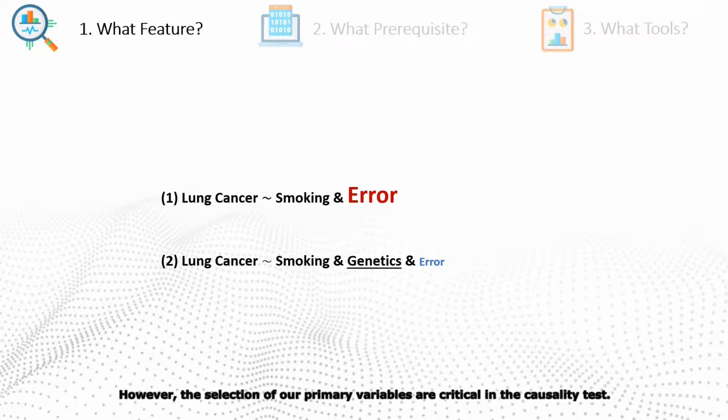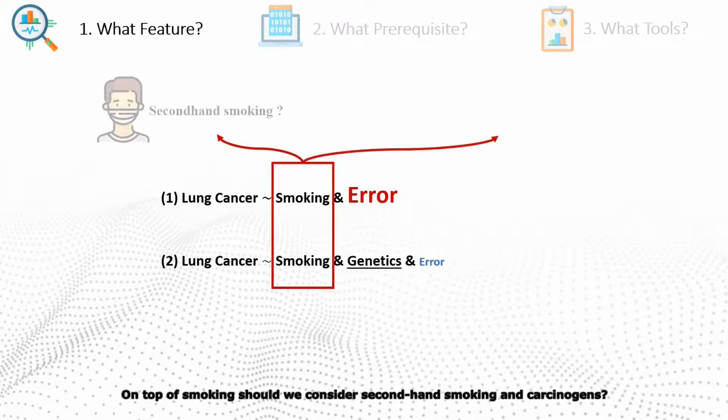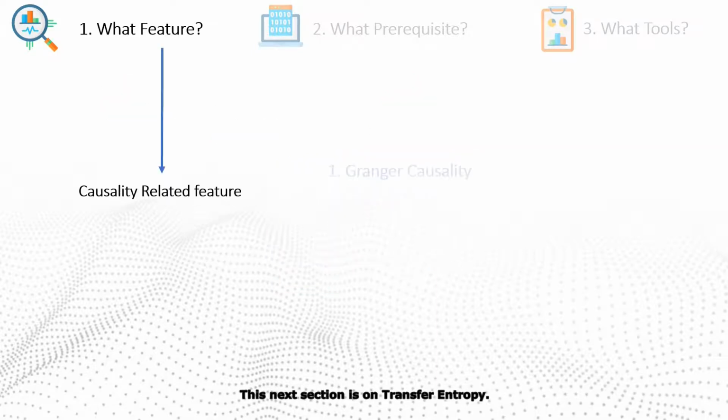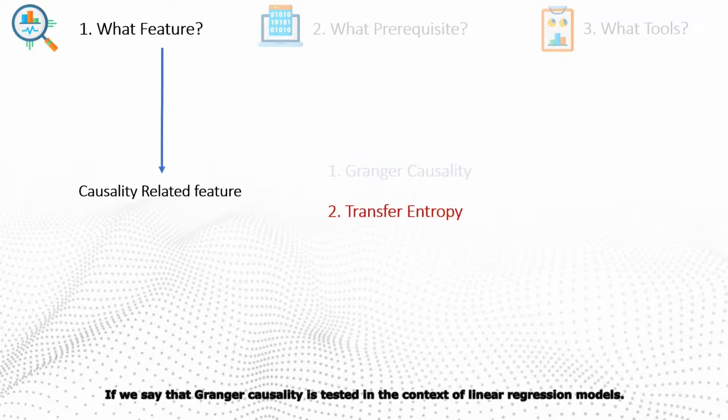However, the selection of our primary variables is critical in the causality test. On top of smoking, should we consider secondhand smoking and carcinogens? These are critical factors that will impact the results of our test, and this needs to be taken into consideration extensively.